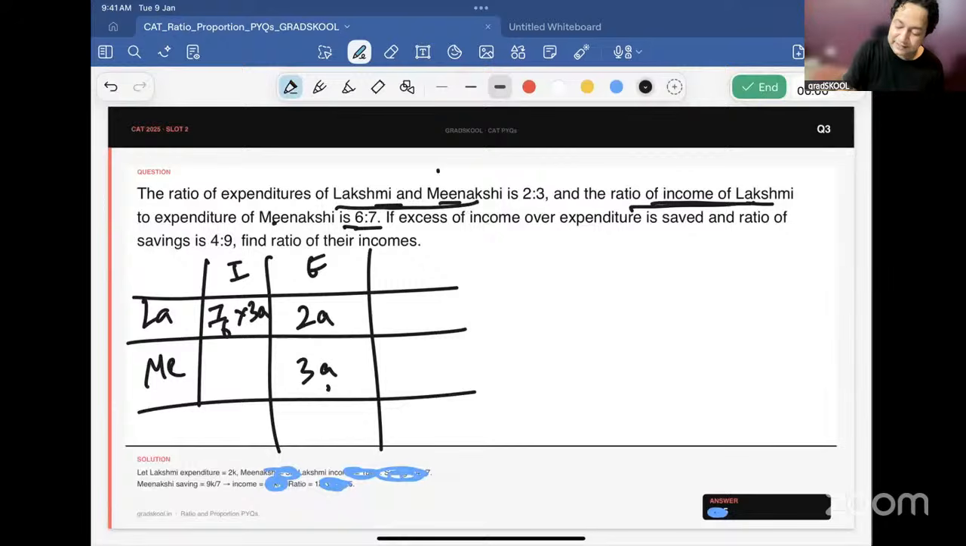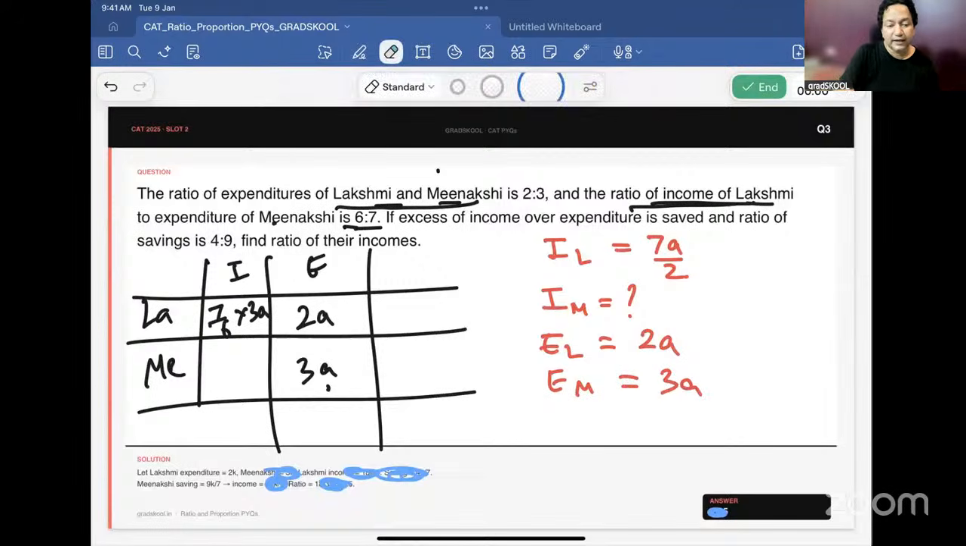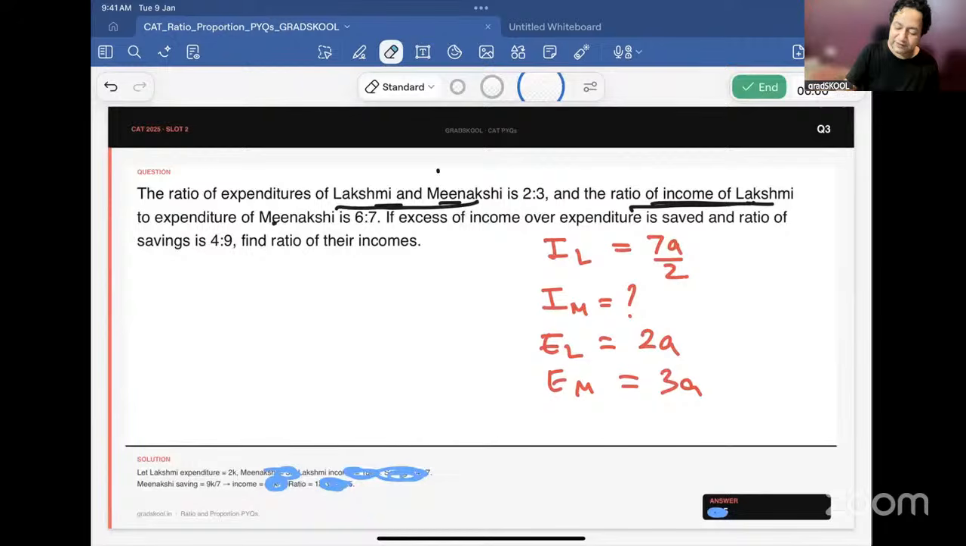So now I can write things properly. Income of Lakshmi is 7/6 times 3A, that is 7A/2. Now it's fine. Income of Meenakshi is not known. Expenditure of Lakshmi is 2A. Expenditure of Meenakshi is 3A. All of you got it? Clear? I'll wait for 10 seconds and then erase this grid. There's no misprint. It's perfectly fine.